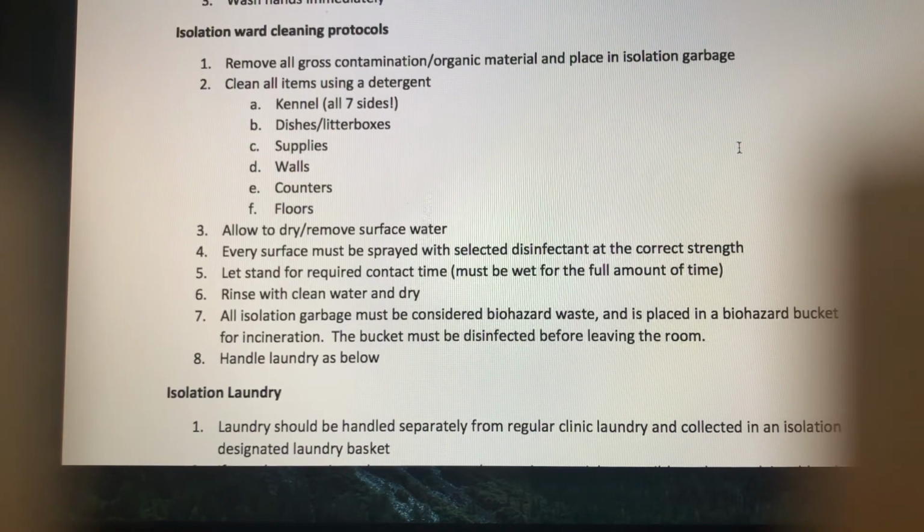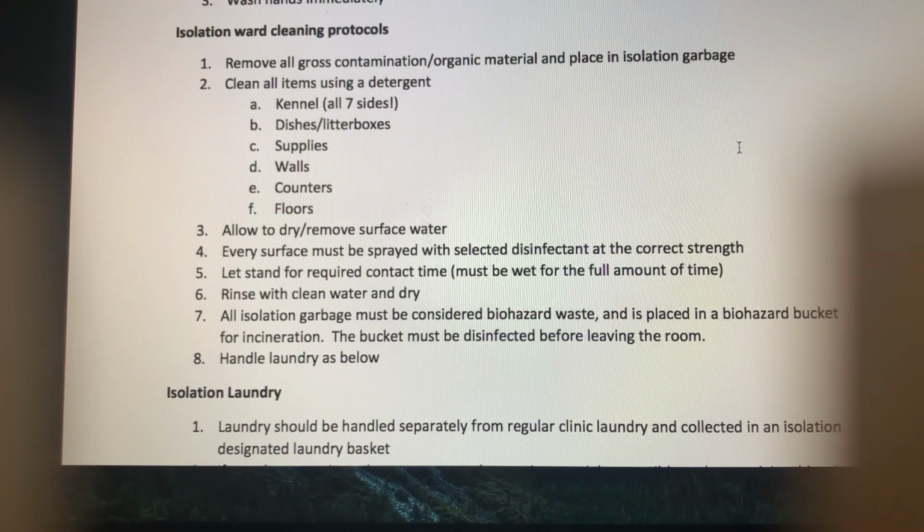So our first step, we're going to clean. We're going to remove all gross contamination, all organic material, and that's going to be placed into the isolation garbage. After we've done all that gross contamination removal, we're going to clean all items using a detergent. We're going to clean the kennel, all 7 sides. 7 sides, you're asking me?